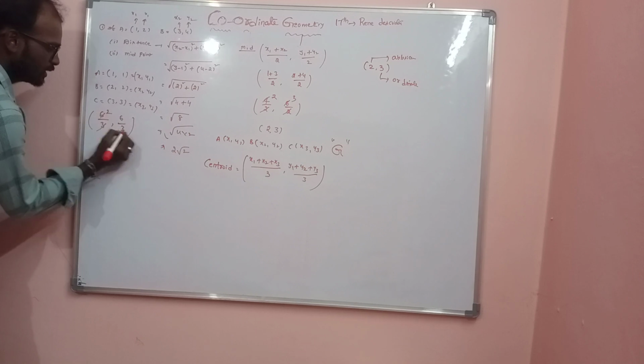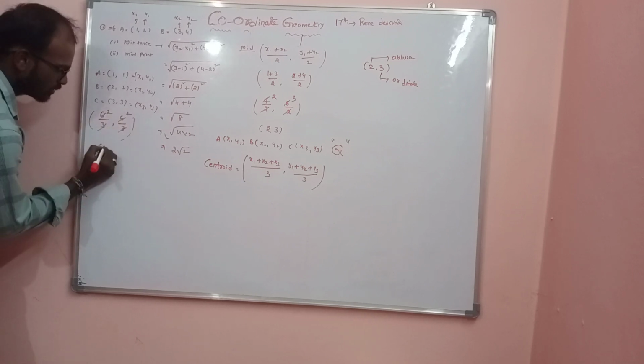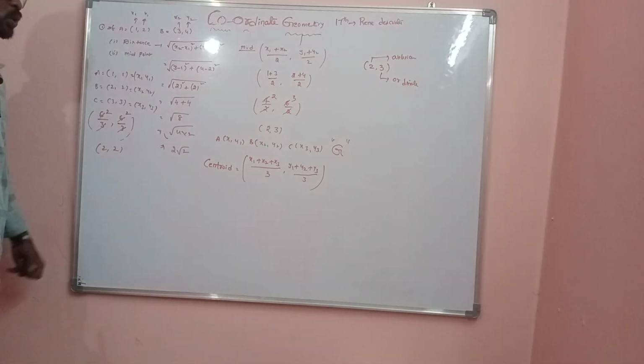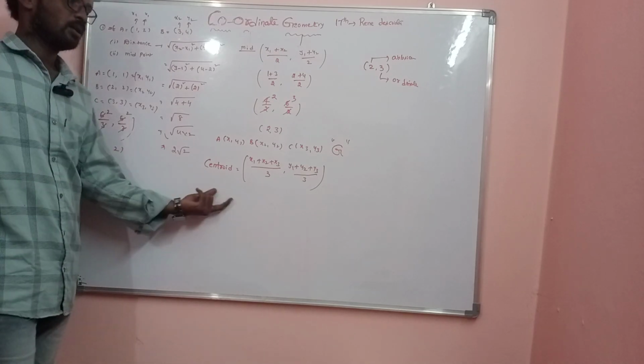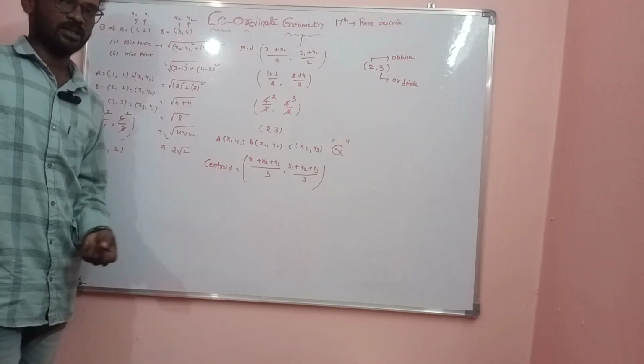3 ones are 3, 3 twos are 6. The value is 2 comma 2. 2 comma 2 is the centroid of the given points.